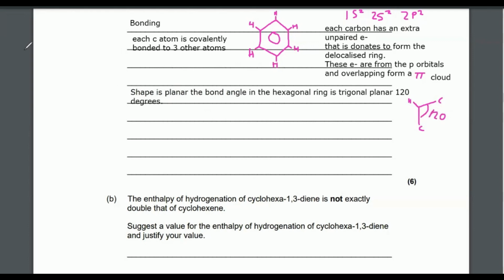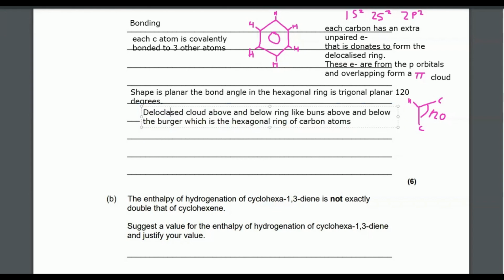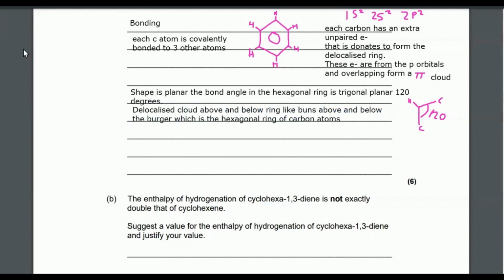And the carbon atoms, the carbons all in the ring, they all have a trigonal planar shape and a bond angle of 120 degrees. The delocalized ring inside that hexagonal ring is actually spread above and below the ring, a little bit like the buns on a burger. If you imagine the hexagonal ring is the meat in a burger, and then the bun at the bottom and top is the delocalized cloud poking up and down below. And that's formed because of all the overlapping p orbitals.